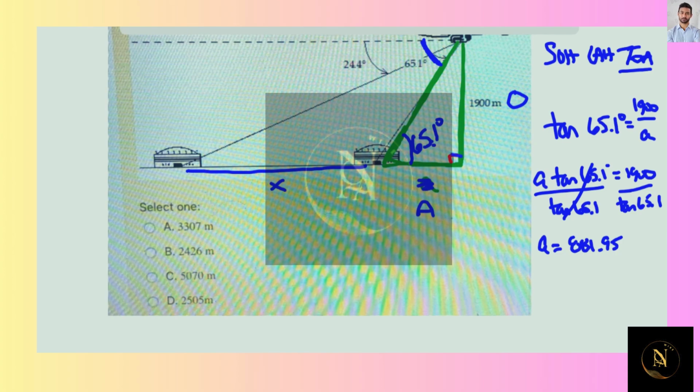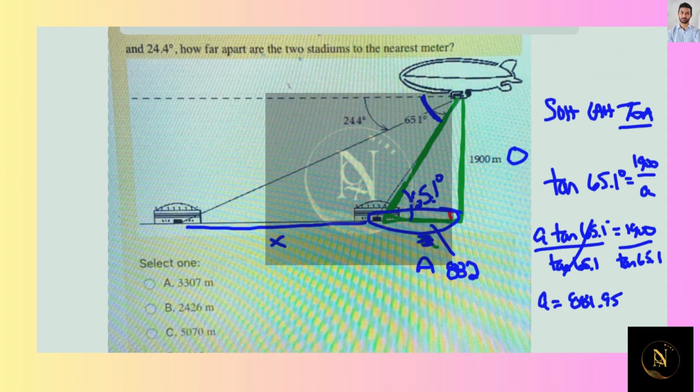And that would be this part here. Because your answer choices are to the nearest meter, I'm just going to say 882.